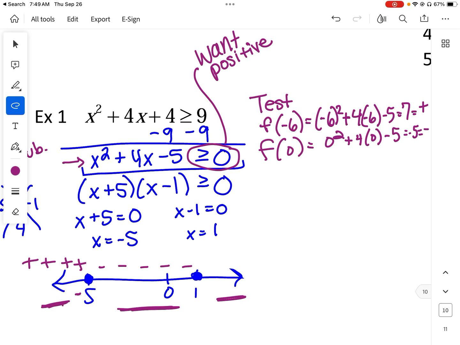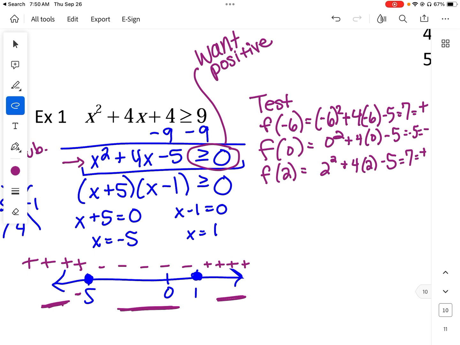Now we need a test point to the right of 1, so that's above 1. I'm going to pick 2. So 2 squared plus 4 times 2 minus 5. I'm going to put that in the calculator, and that equals +7. So it is positive. So everything to the right is going to be positive.